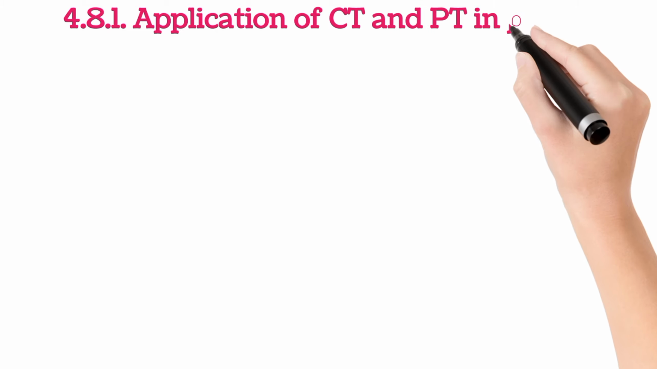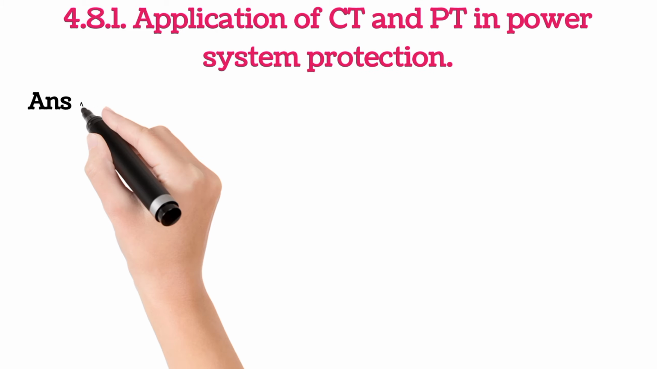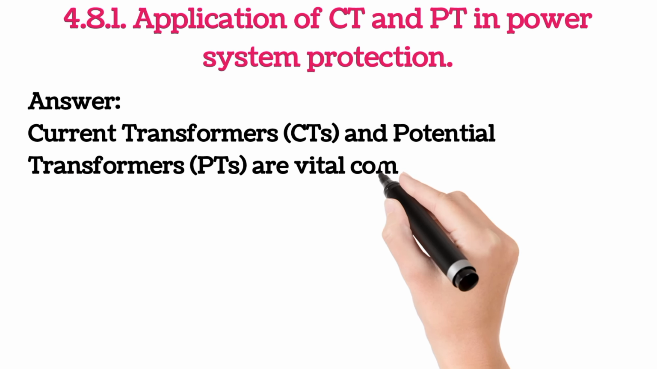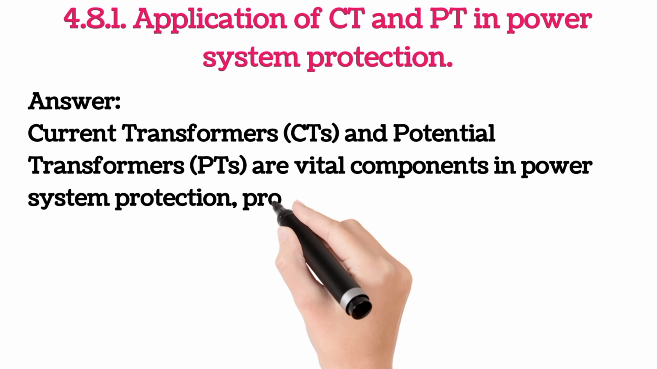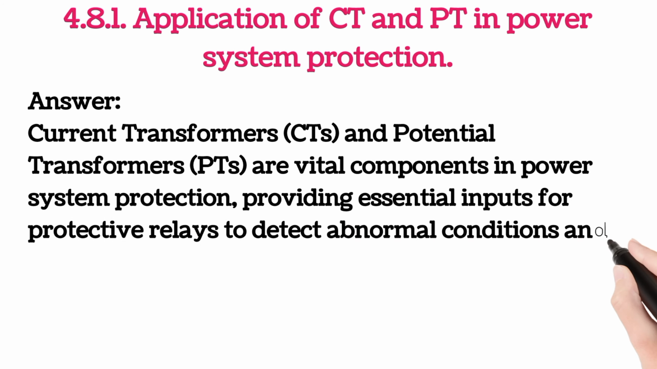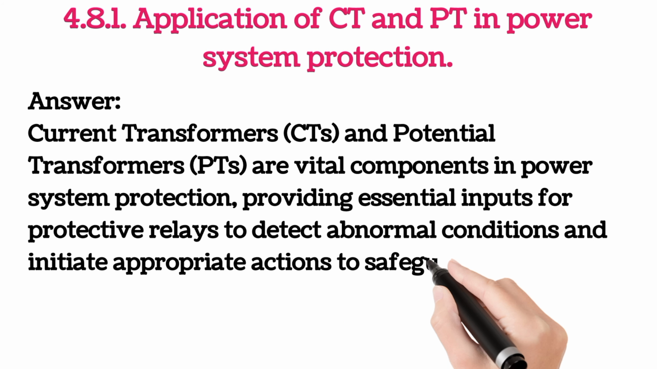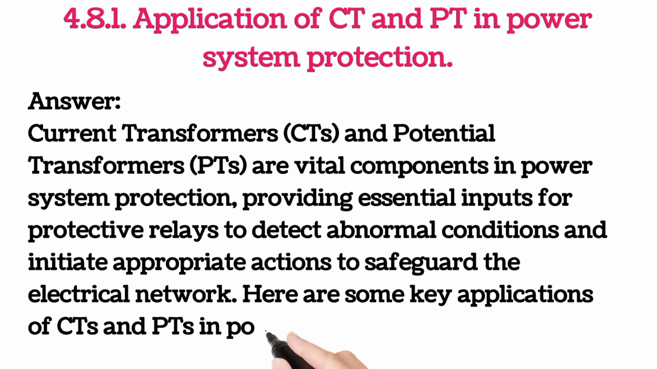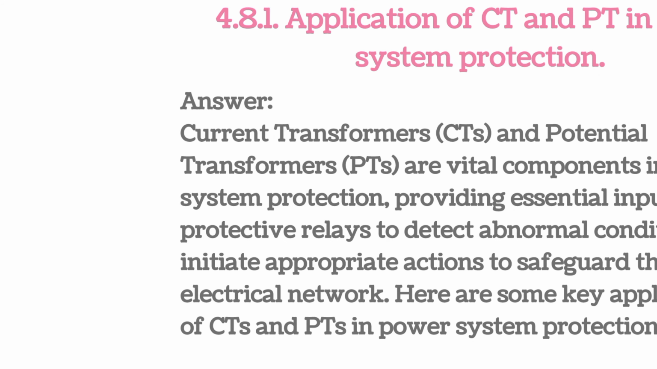4.8.1. Application of CT and PT in power system protection. Answer. Current transformers, CTs, and potential transformers, PTs, are vital components in power system protection, providing essential inputs for protective relays to detect abnormal conditions and initiate appropriate actions to safeguard the electrical network. Here are some key applications of CTs and PTs in power system protection.